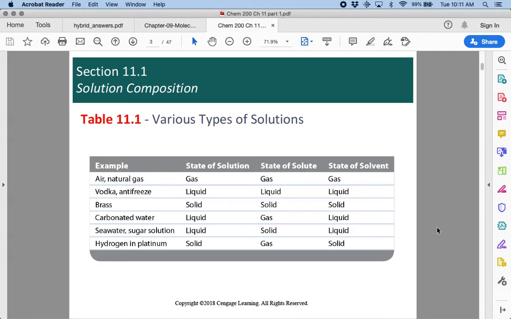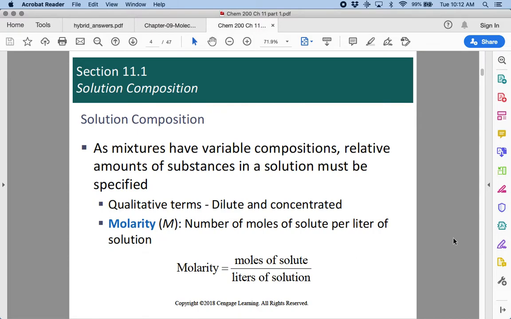So for example, we could be talking about the solution or the mixture called brass. Brass is a solid solution, and the state of both the solvent and the solute are both solids as well. Carbonated water is a really good example of a liquid solution that has a solute that is a gas and a solvent that's a liquid. So it's important that we expand our concept of what a solution is.